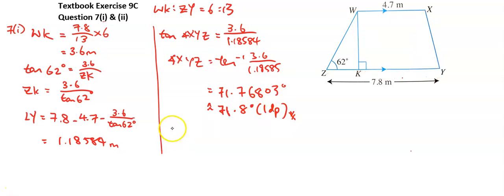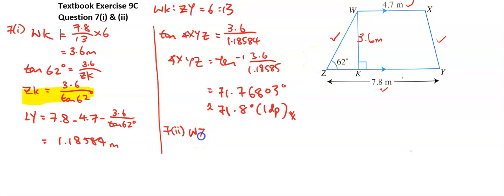Next, to continue in 7 part 2, we are required to find the perimeter of the entire figure. In this diagram, there are 4 sides to it. We already know the values of 2 sides. So what we need to do is to find the 2 other unknown sides, which are WZ and XY. In order to find WZ, we know that WK is 3.6 meters, and previously we have found ZK. This is a right angle triangle, so we can use Pythagoras theorem to get WZ.